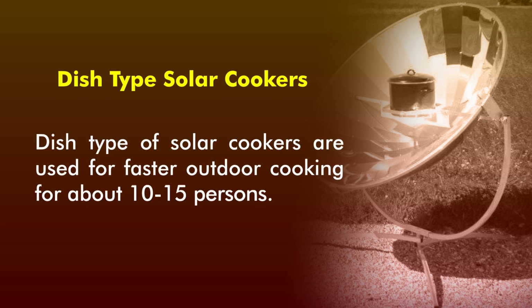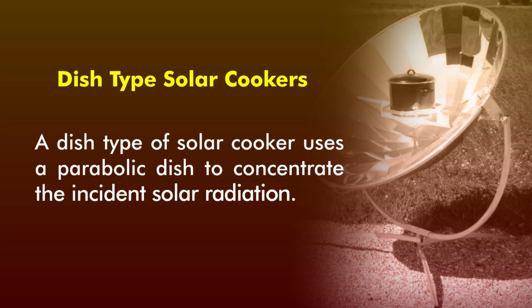Now we will discuss this type of solar cooker. This type of solar cooker is used for faster outdoor cooking. Such a cooker may be used for cooking food without any conventional fuel for large families or institutions. This type of solar cooker uses a parabolic dish to concentrate the incident solar radiation. The solar cooker is also known as the SK14 type of solar cooker. This model is useful for homes and small establishments.